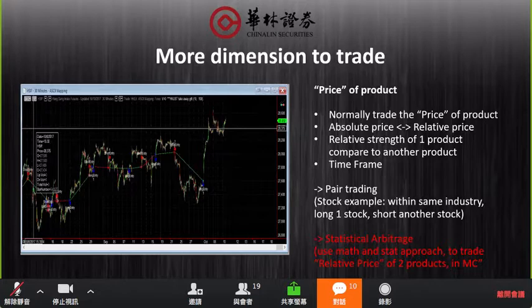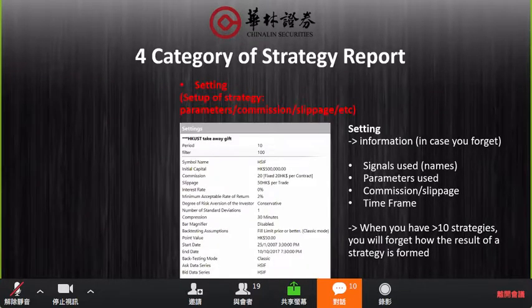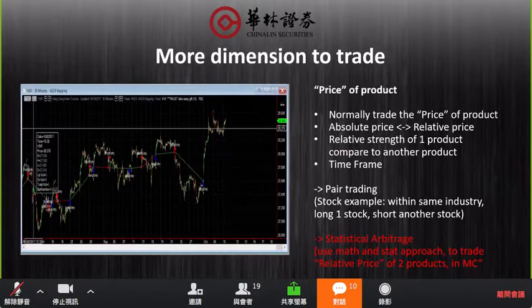More dimensions to trade. This is about, for example, right here, the product that we trade is called HSIF, right? This is one product. So what do we trade? We actually trade the price of it. However, we can trade more than just the one price of the product. We can trade the relative price of a product.